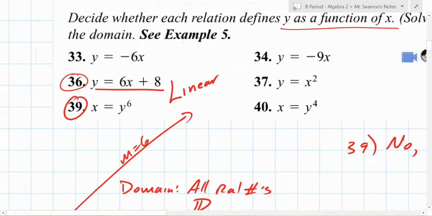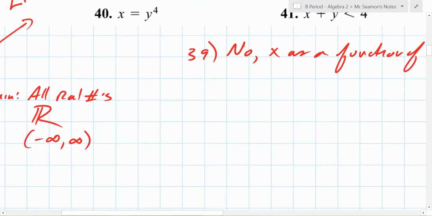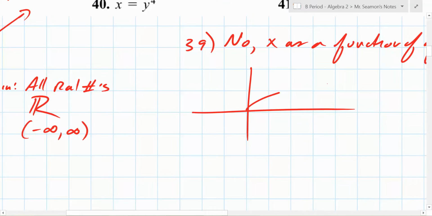Now, in order to find the domain of this, you might need to know what it looks like. What does it look like? Anybody know? Parabola. But is it going up? No, it's going sideways to the right. It looks like this. It's really steep going like this. Is that a function? No.